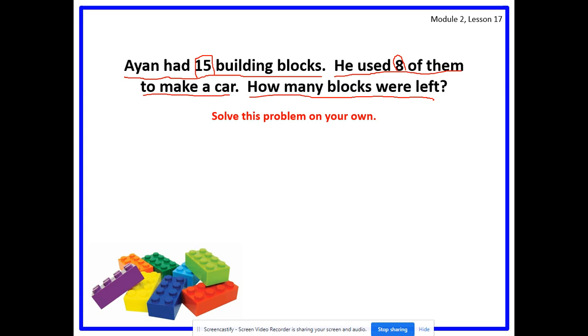I'm going to read it one more time. Remember, he has 15 building blocks and he used 8 of them to make a car. Go ahead and work. Well, at this time, let's go ahead and see what you did in your work compared to mine.